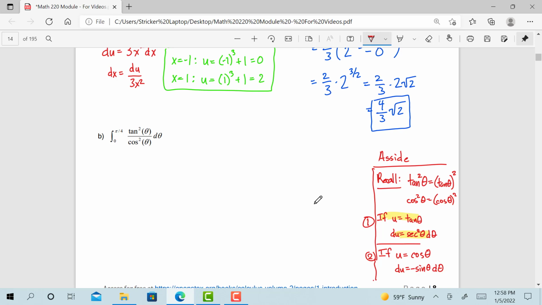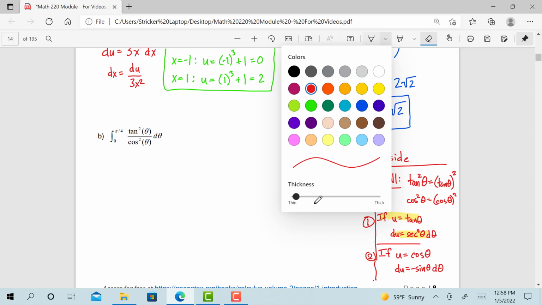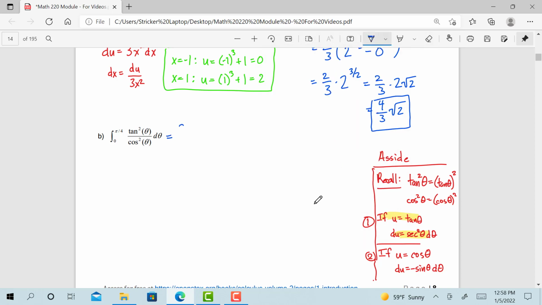So if I go ahead and rewrite this, let me change colors to blue here. I get the integral. And again, remember, we're letting u equal tangent theta. And so instead of tangent squared, we're going to have u squared. And then we have over cosine squared. And then d theta, if we solve this du for d theta, we get that d theta is equal to du over secant squared theta.